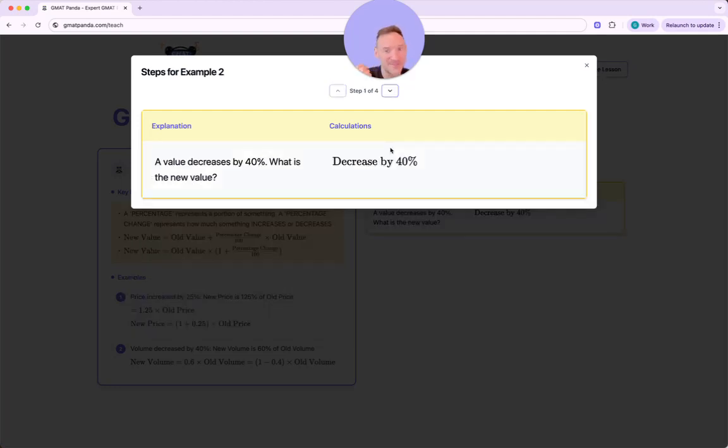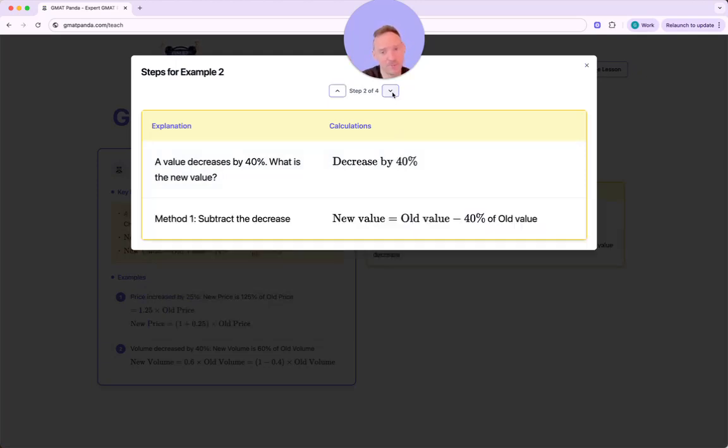Now, what happens if something decreases by 40%? What's going to happen then? Well, again, we're going to calculate 40% of the old value, but this time we're not going to add it to the old value, but we're going to subtract it. Right? And that makes sense because if something is decreasing, then we're going to be lower than the old value, and therefore we need to subtract something from it.